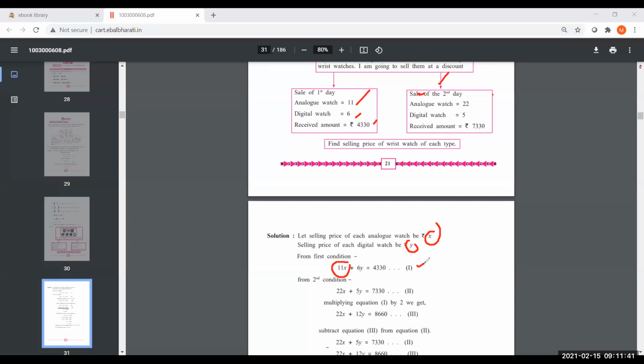Then according to the second condition, that is from sale 2, we got 22x plus 5y is equal to 7,330 rupees. So this is our second equation. So again, we have framed the two equations. Now this is the easiest part, students. You can solve this. Just a minute. Yes, anyone having any problem? Someone is raising a hand.